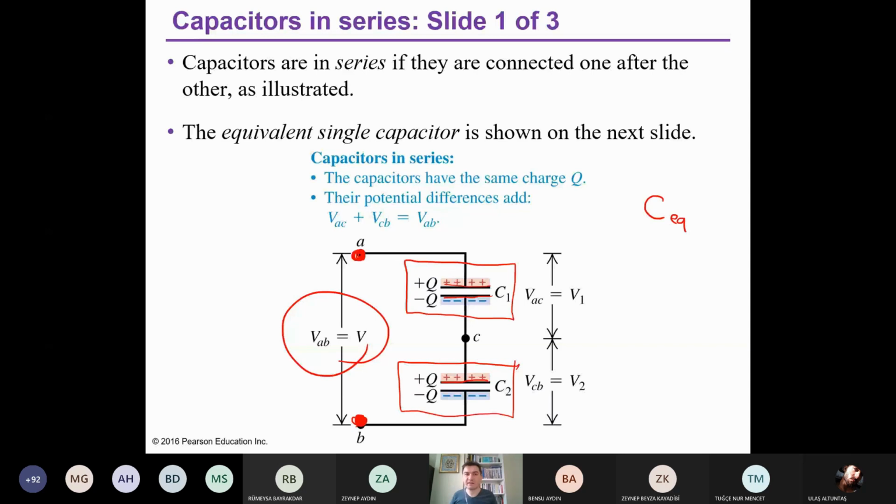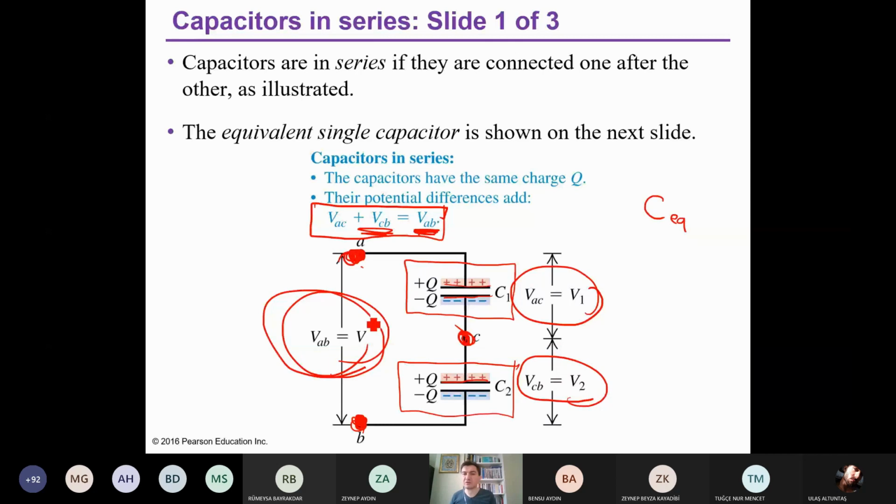Since they are connected in series, I can write this expression. VAB between A and B, the potential difference, is equal to VAC between A and C, here we have V1, plus VCB between C and B. Here we have another potential difference. So the total potential difference VAB is given with V1 plus V2. VAB is equal to V1 plus V2.